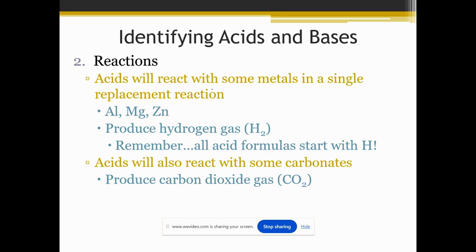Anyway, reactions. Acids will react with some metals in single replacement reactions. They're going to produce hydrogen gas. And remember that all of your acid formulas are going to start with H. Acids also react with some things to form carbonates, or they sometimes produce carbon dioxide gas.